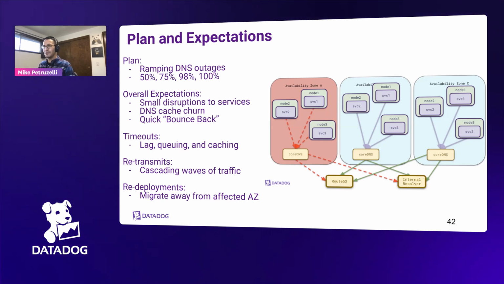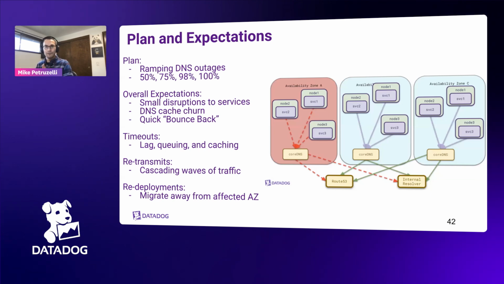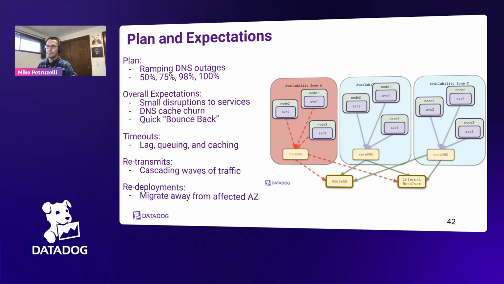So the plan over a couple of game days was to ramp these outages progressively through a few different percentages, all the way up to a full outage for that availability zone. And 50% went great, 75% went great.